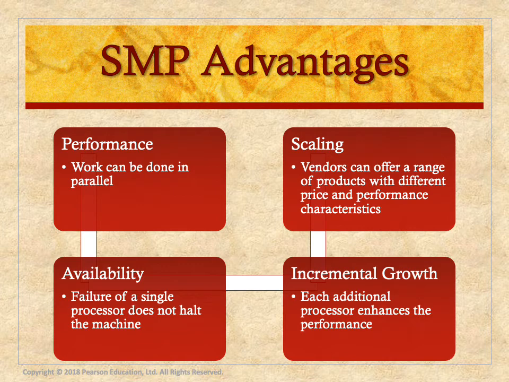Incremental growth is another advantage because each additional processor enhances the performance and also the availability of the system. Finally, multiprocessor systems also have a better scaling. Computer vendors can offer a range of products with different price and performance characteristics based on the number of processors in the system.